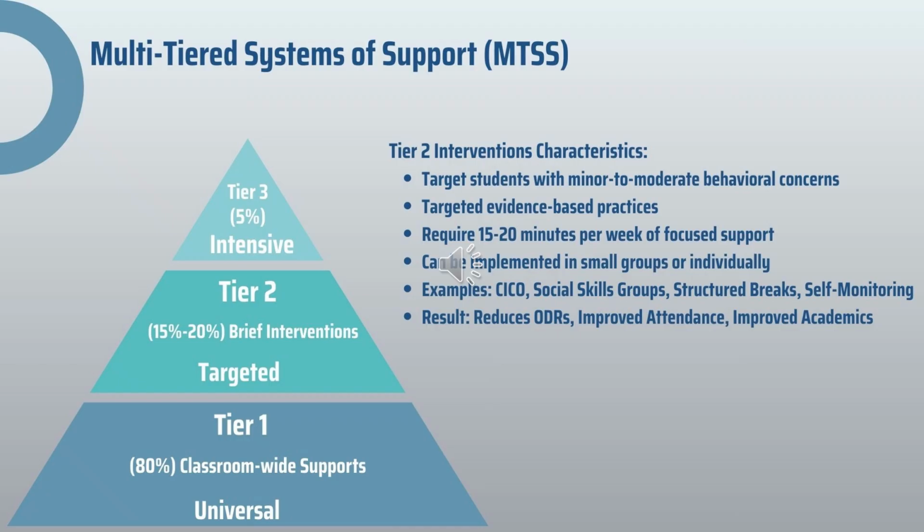Okay, so this is something that all of you may be familiar with or may not have seen in a while. This is the multi-tiered system of supports, also known as the MTSS. It's broken down into 3 tiers. I'm not going to spend a whole lot of time talking about tier 1 or tier 3, but essentially tier 1 is universal supports. These are classroom-wide supports that you give to around 80% of your class.